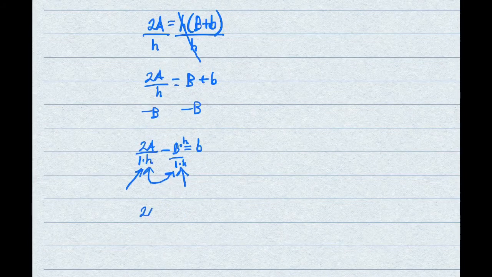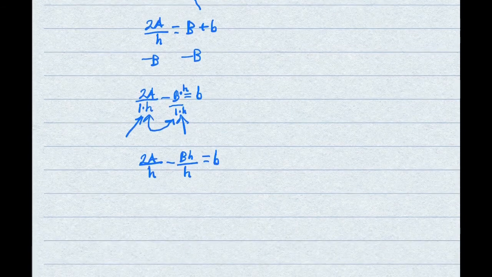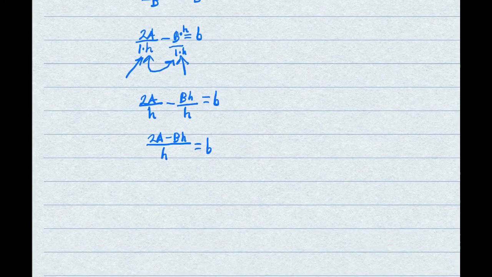So on the next line you have 2a over h. You don't need to put the 1 times, because it's understood that there's a 1. Minus Bh over h. And again, you don't need to put the 1. And all of that equals b. So now that you have common denominators, you can combine the two terms into one. You can write the h in the denominator first, and then you can put the 2a minus Bh, and all of this equals b. The last thing to do is to switch the sides and put b on the left equals 2a minus Bh over h on the right side.